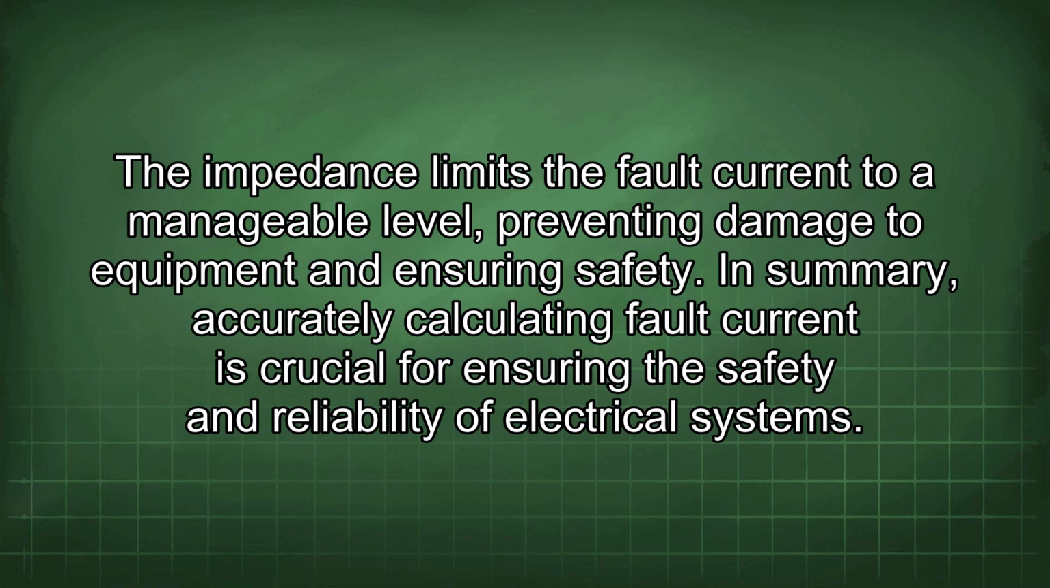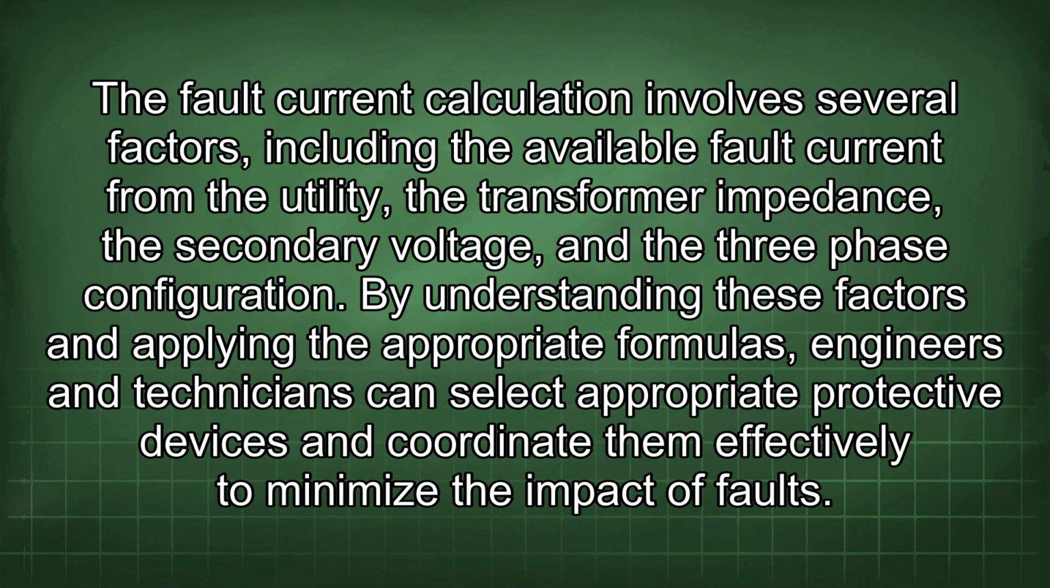In summary, accurately calculating fault current is crucial for ensuring the safety and reliability of electrical systems. The fault current calculation involves several factors, including the available fault current from the utility, the transformer impedance, the secondary voltage, and the three-phase configuration. By understanding these factors and applying the appropriate formulas, engineers and technicians can select appropriate protective devices and coordinate them effectively to minimize the impact of faults.